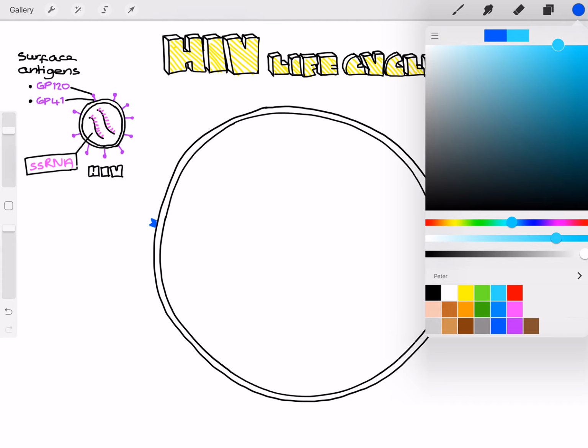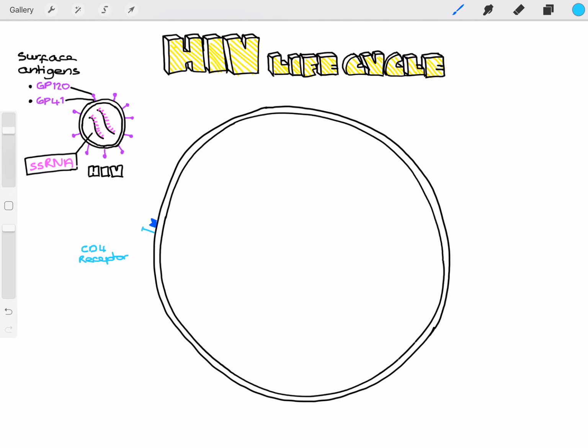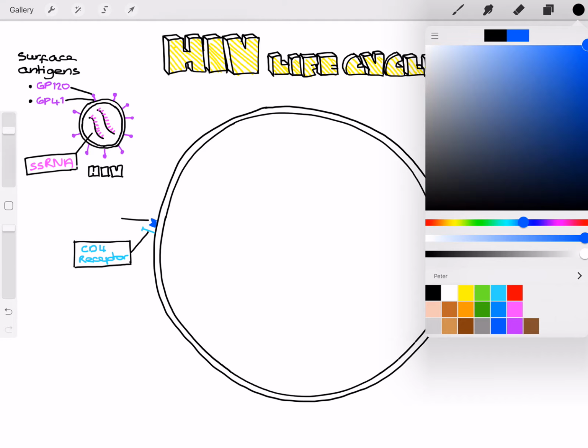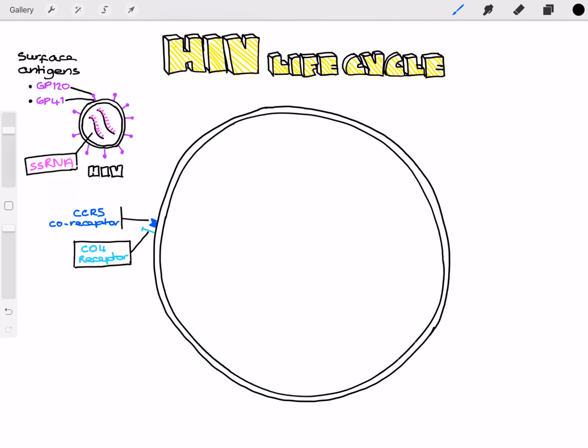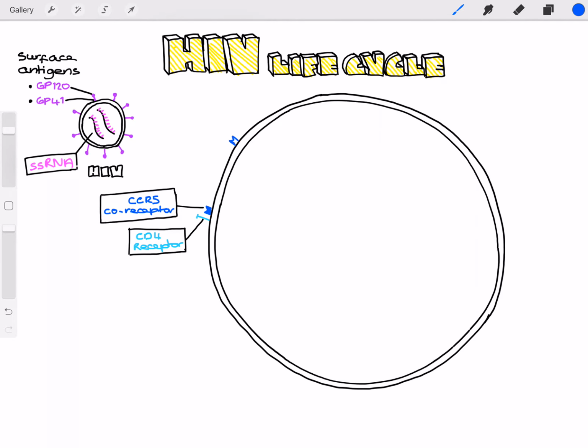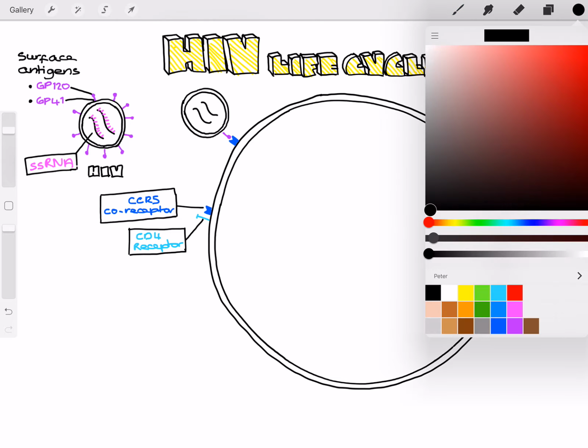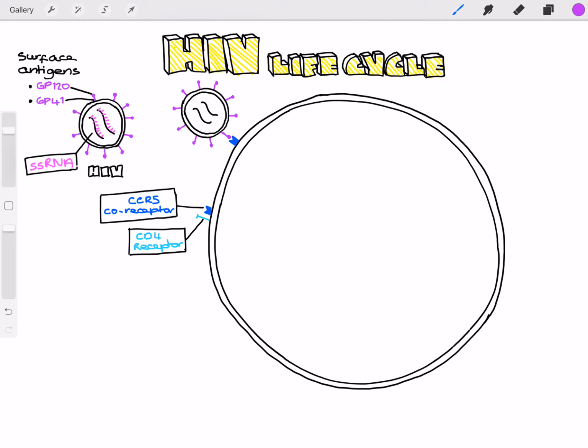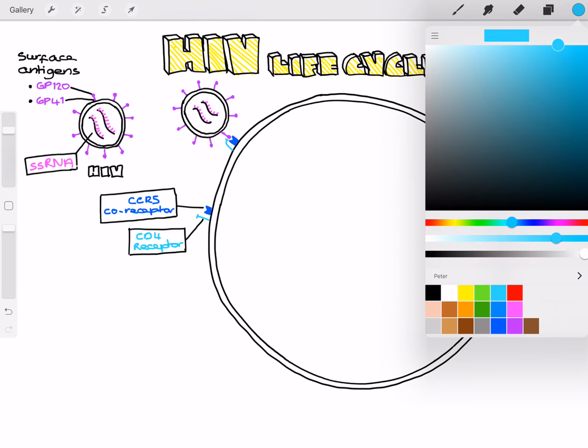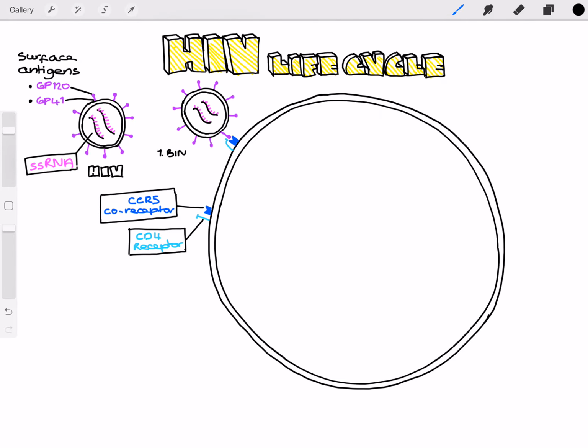The host cell of interest in HIV is a T helper cell, or a CD4 cell, and the surface of this cell has got particular receptors that enable the virus to bind. We've got the CD4 receptor and the CCR5 co-receptor. So what happens is the virus comes to the surface of the cell, and there's a complex that forms between the GP120 and GP41 on the virus and the CD4 receptor and the co-receptor.